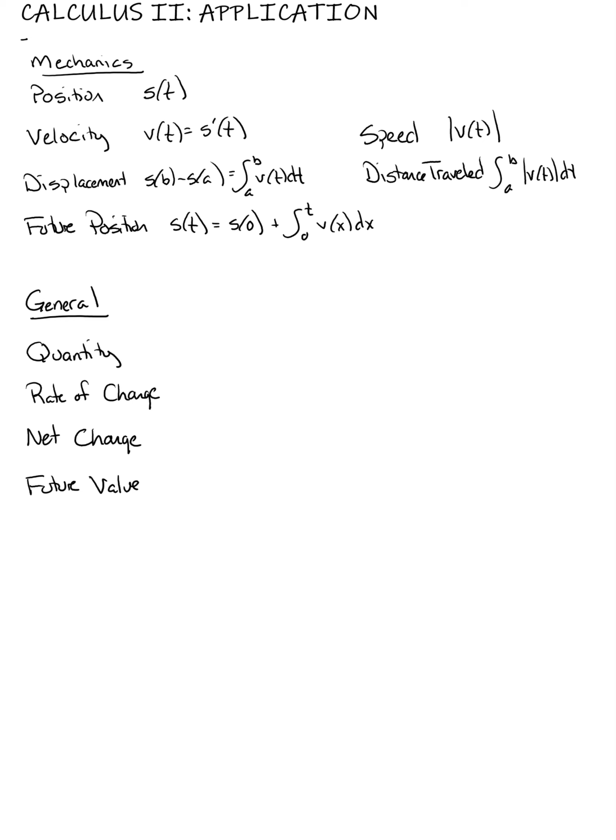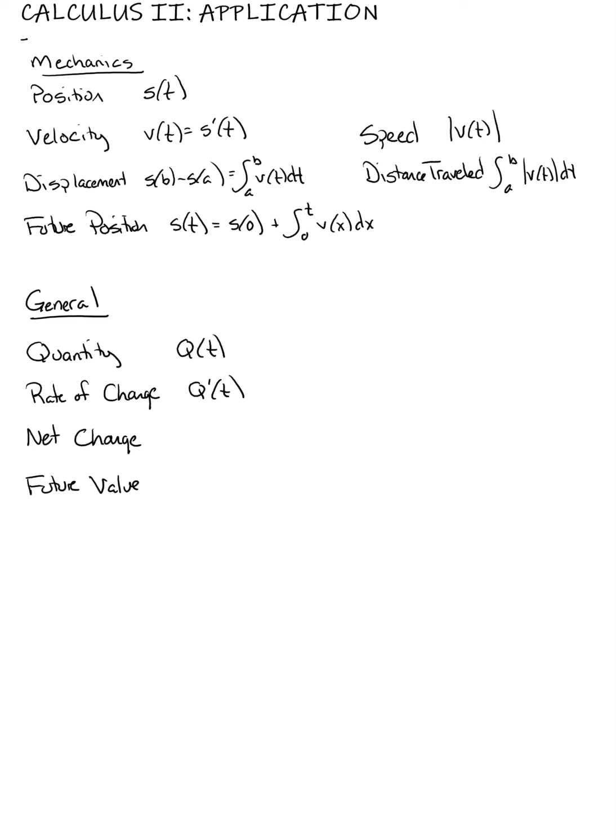All right, now you might have seen those, but I want to generalize these. If we're looking at any quantity, we can write it as a function q of t, so some quantity after a given time t. The rate of change of this quantity is q prime of t. You might notice a connection to the mechanics equations that we wrote at the top of the page.